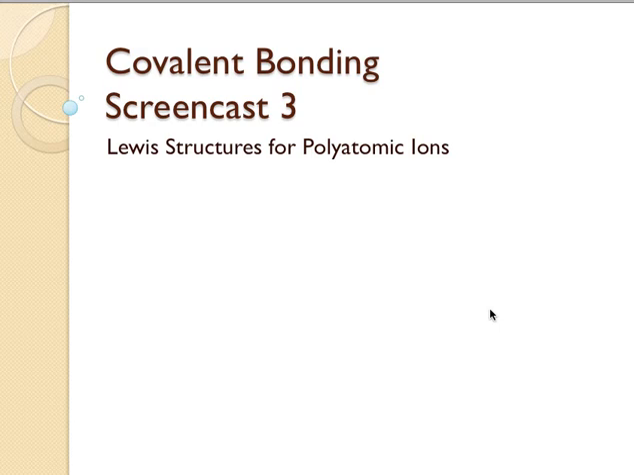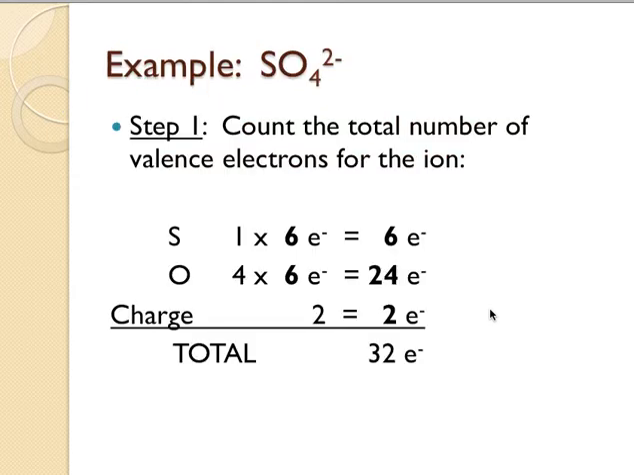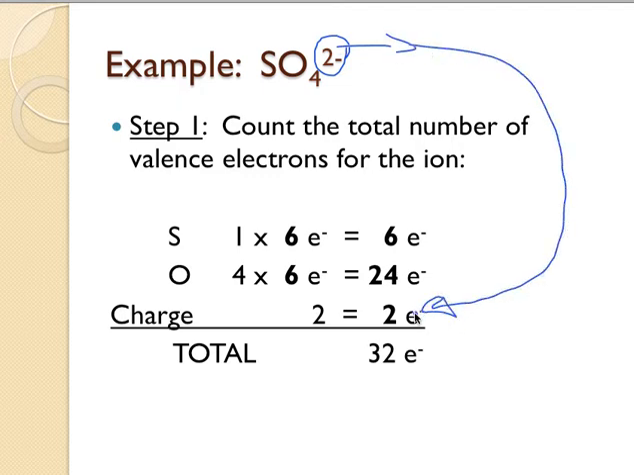Okay, the third screencast in covalent bonding, and we're going to talk about Lewis structures for polyatomic ions. The process is pretty much the same as making a Lewis structure for a neutral molecule. First step again is counting the number of valence electrons, but if you notice, the polyatomic ion has an overall charge of -2. So that means that we've had the addition of 2 electrons.